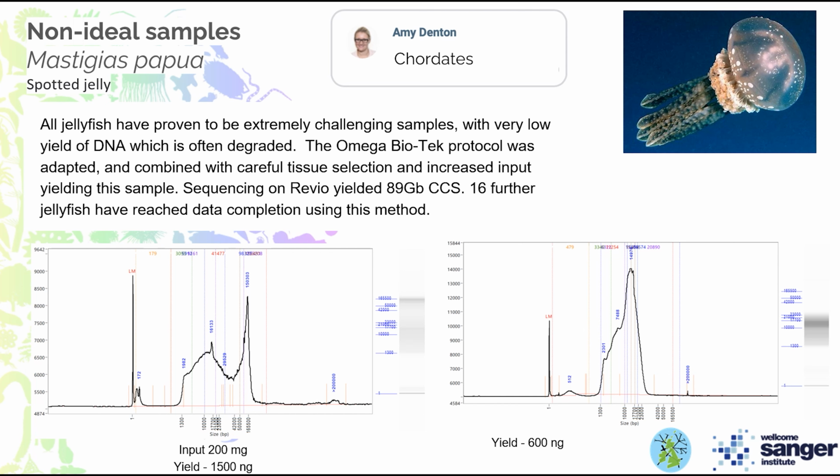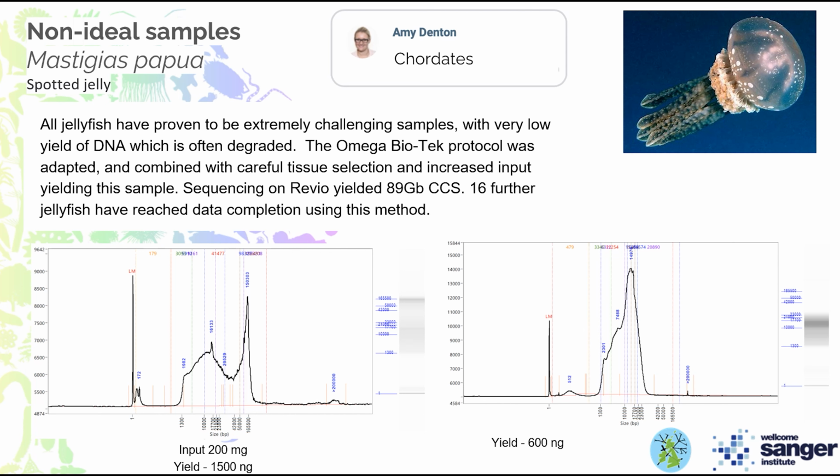used for extraction. So again, you can see the DNA extraction on the left-hand side there, not ideal. There's 200 milligrams of tissue that have gone into that extraction. That's a lot of tissue to go into an extraction for us. The yield is only 1,500 nanograms, and it's a very spiky profile. Once processed, we've got 600 nanograms of DNA.